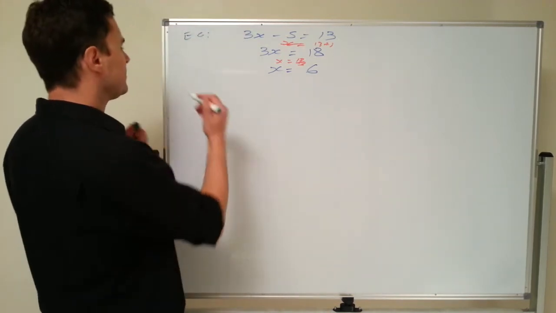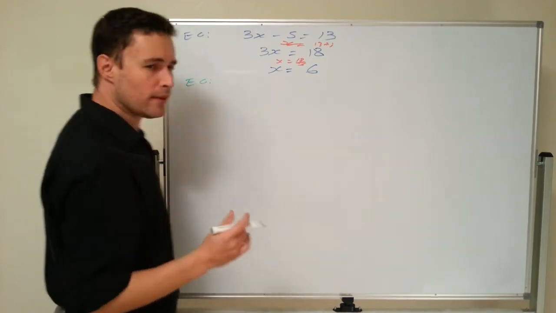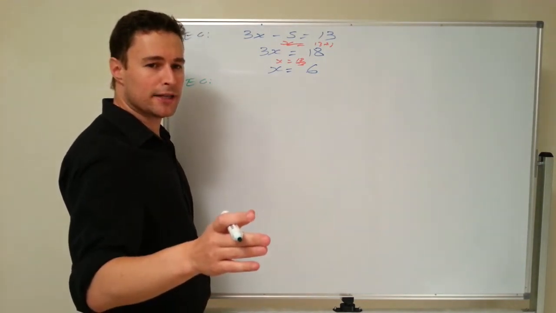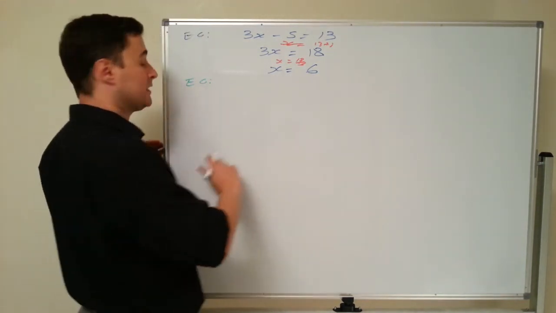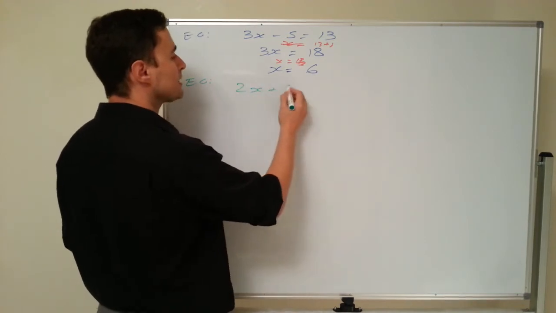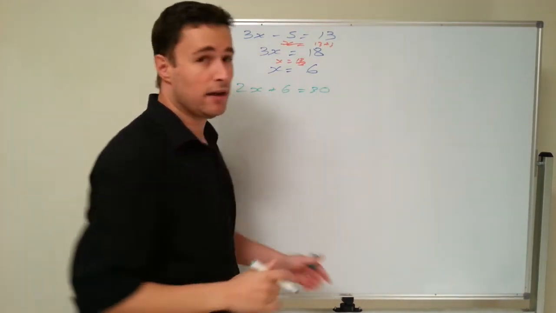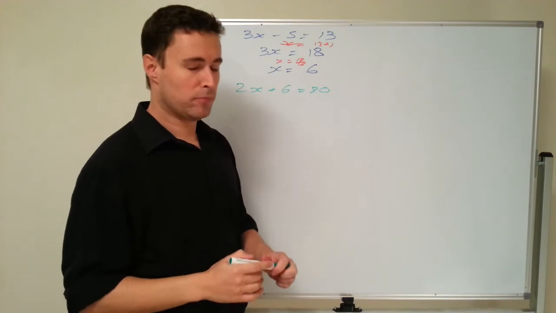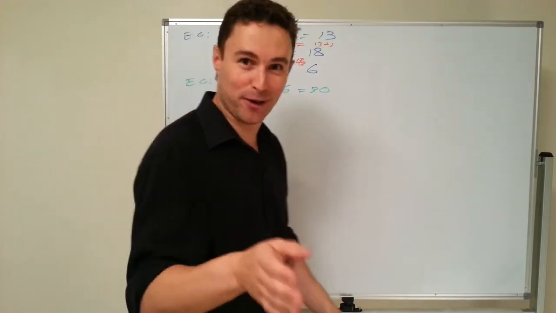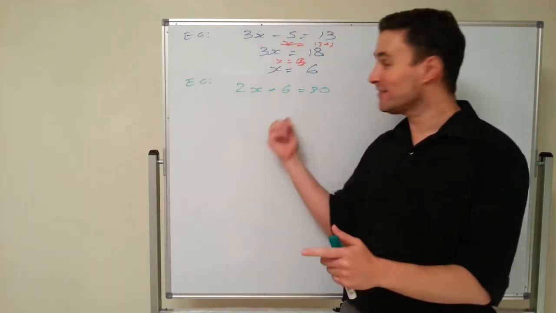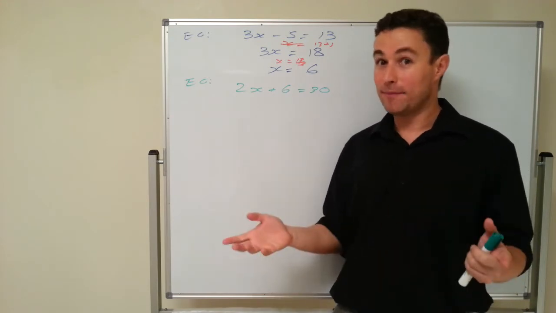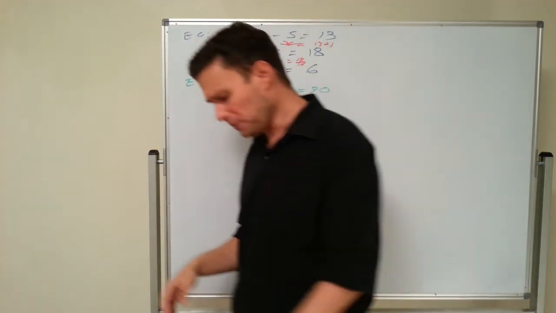Okay, so let's look at another example. Next one, 2x plus 6 equals 30. Alright, so freeze the video. Pause the video. There's new modern technology. Pause the video and give this one a shot, okay? I'm going to just carry on from here.